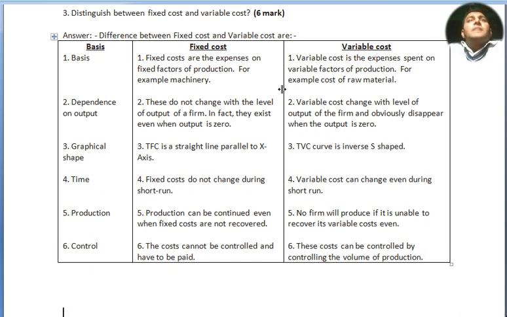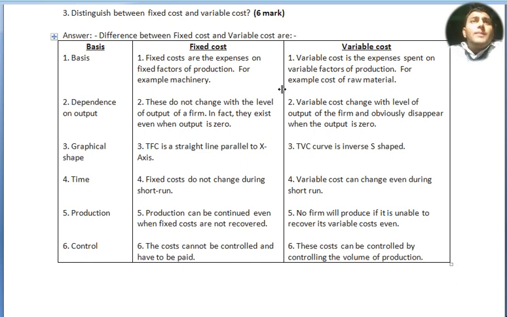Distinguish between fixed cost and variable cost for 6 marks. This can be asked in macro also and Indian economy also. So please try to remember. Difference between fixed cost and variable cost. Basis: fixed cost, variable cost. Fixed costs are the expenses on fixed factors of production, for example, machinery. Variable cost is the expenses spent on variable factors of production, for example, cost of raw material.